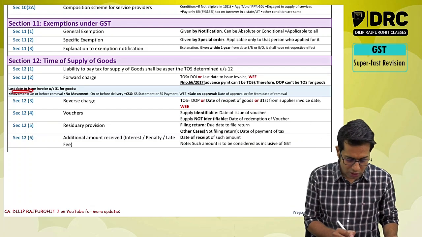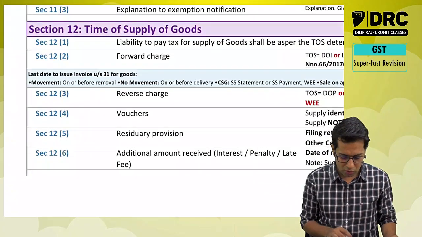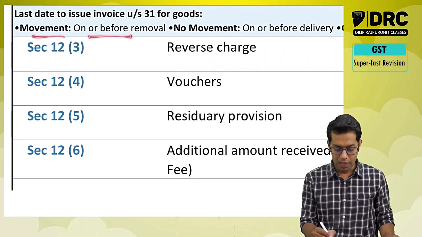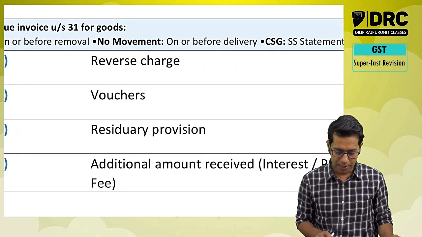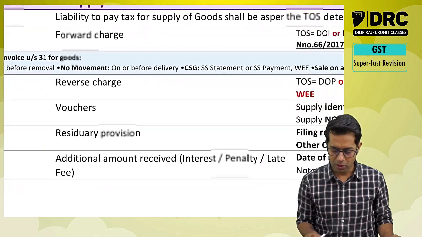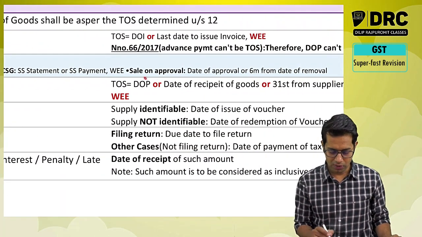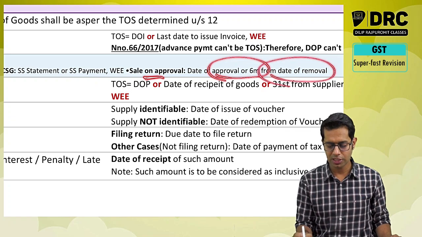Sir, what is the last day to issue invoice as per section 31? The last day to issue invoice as per section 31 in case of supply of goods is: if movement is there, on or before removal; if movement is not there, on or before delivery. If it is a case of continuous supply of goods, successive statement date or successive payment date, whichever is earlier, and in case of sale on approval basis, date of approval or 6 months from the date of removal, whichever is earlier.